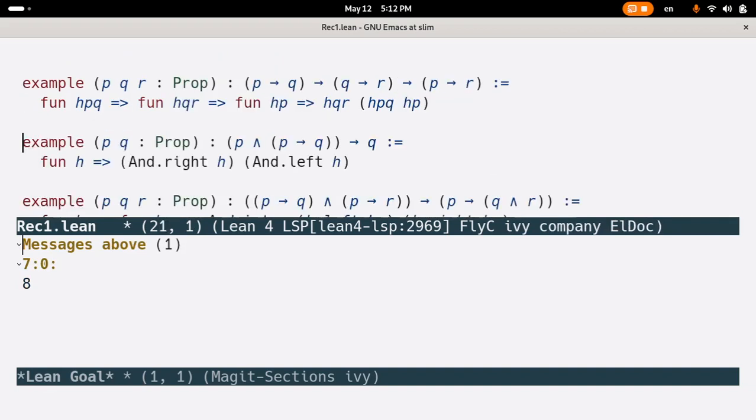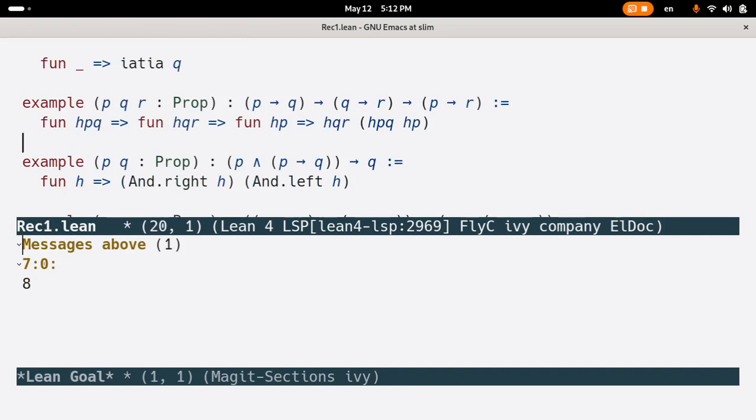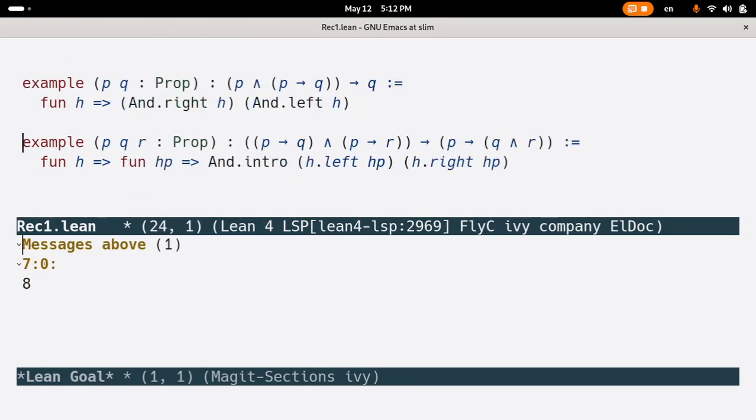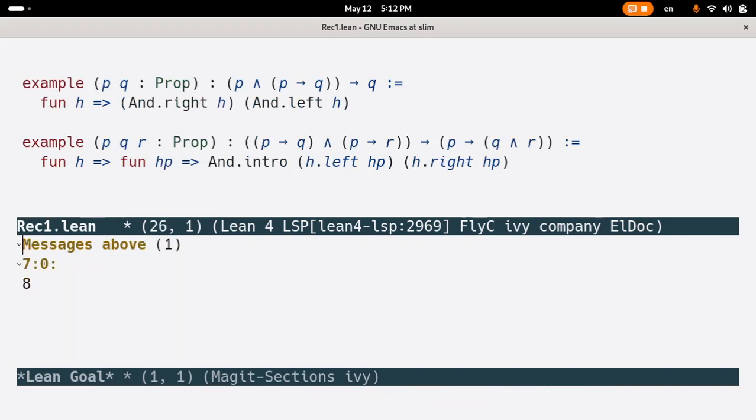So what we have seen so far are so-called elimination rules for implication and. An implication in the hypothesis you can eliminate by applying it, and an and proposition you can eliminate either through right or through left.